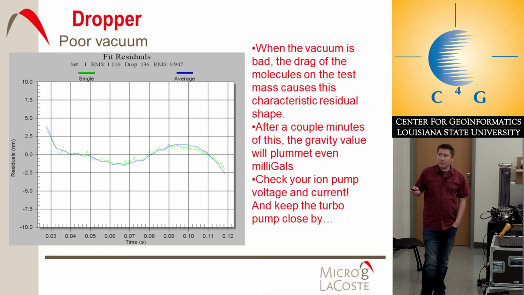Port vacuum, this is pretty classic. If you see this single sine wave, you've got a bad vacuum. You're going to want to check your ion pump current and voltage. You might need to slap the turbo pump back on, try to get it pumped back down, and keep going. Very classic vacuum problem. And as the vacuum gets worse and worse, this will get bigger and bigger because the test mass is running into more and more molecules.